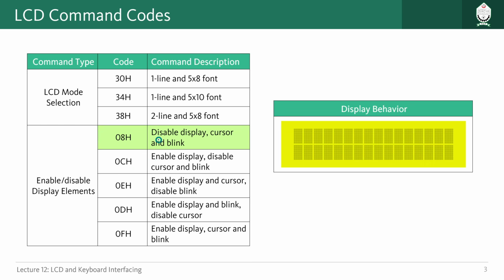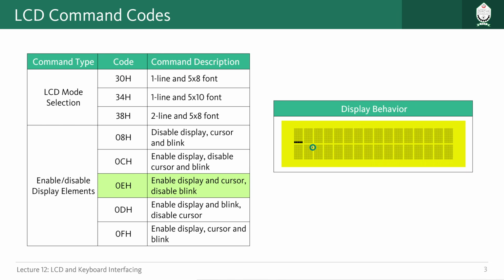One of them is disable display, cursor and blink. If I show you all of them one by one, then you will understand what is cursor, what is blink, what is display. This is for disable display, cursor and blink, nothing is shown here. Then enable display, disable cursor and blink, still nothing is here. The display is enabled but nothing is written, so nothing is shown. Then enable display and cursor but disable blink. If you have that, then you will see there will be a cursor here, and whenever you write something, you will see that the cursor is also there.